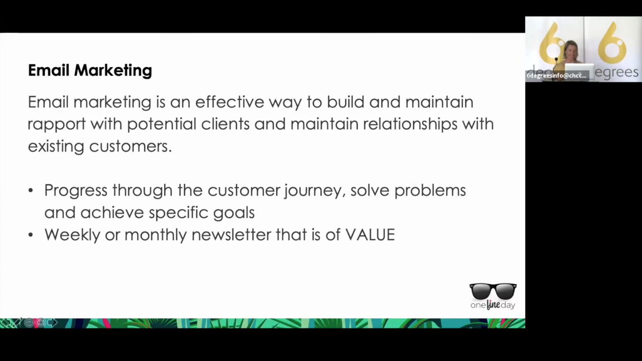Email marketing, it's a really important part of building and maintaining communication with potential clients and existing customers. It helps people walk through their journey with you, whether that's as a prospect or someone who's not sure about getting involved with your organisation, or someone who's already engaged with your organisation. And doing it really regularly is absolutely of value.